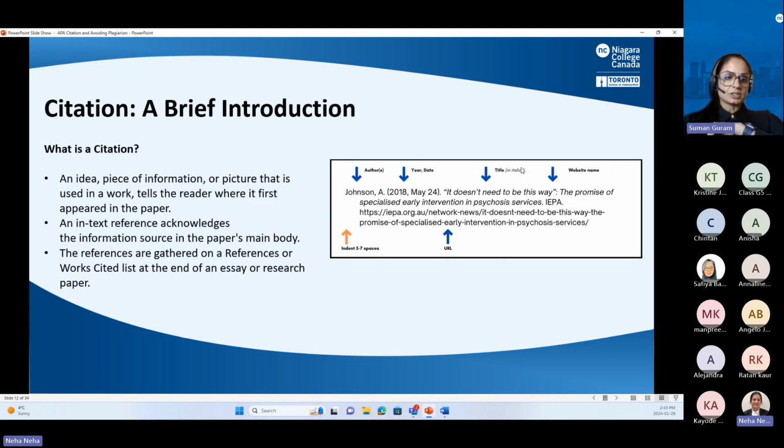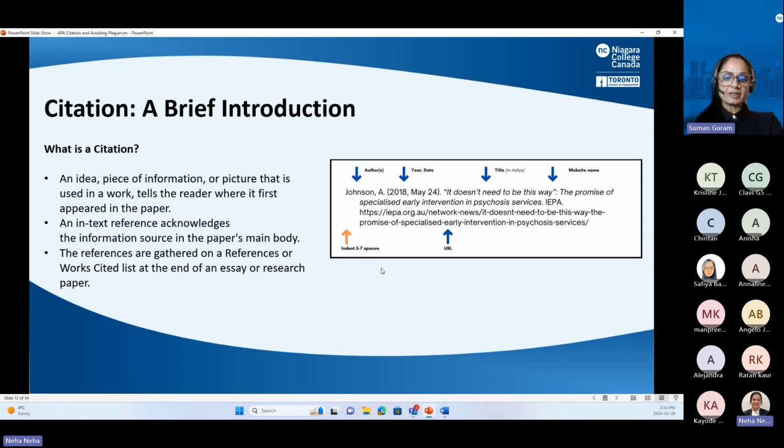So what is citation? A citation is an idea, a piece of information, or picture that is used in a work and tells the reader where it first appeared in the paper. An in-text reference acknowledges the information source in the paper's main body, and references are gathered on a references or works cited list at the end of an essay or a research paper.